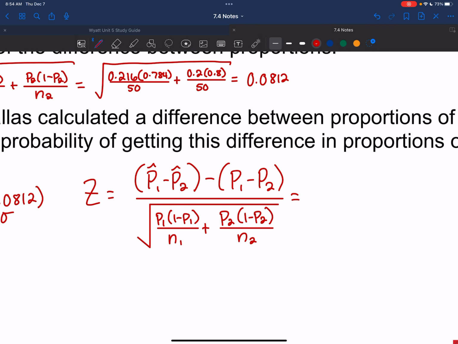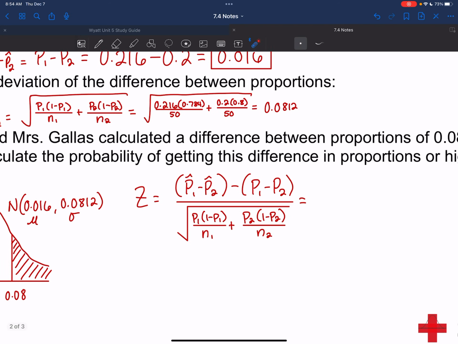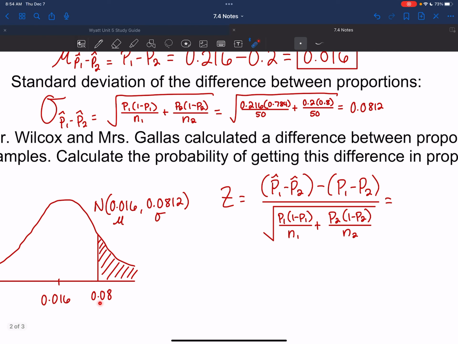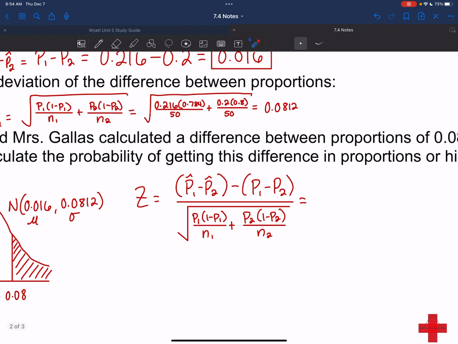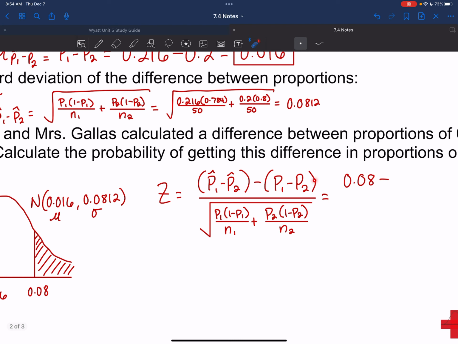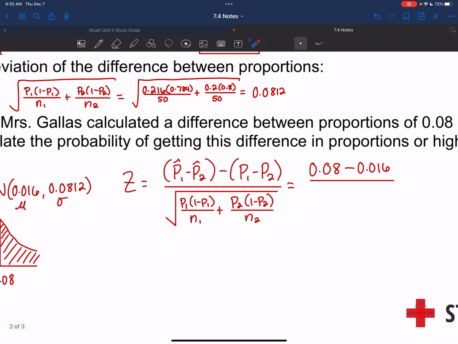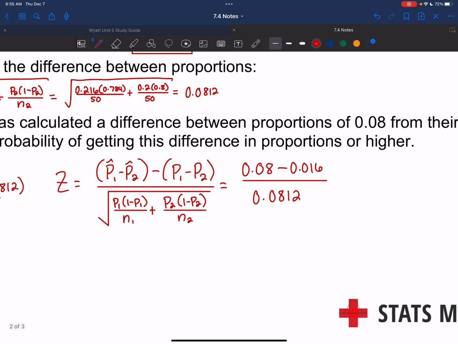And so if I plug all of this in, p hat 1 minus p hat 2, that's just the performance we're measuring it at. So we are measuring at 0.08 or higher. So I'm going to have 0.08 minus p1 minus p2, that's just our mean, so 0.016. And then divide that by our standard deviation, which we said was 0.0812. And so we're going to get a z-score of 0.79.